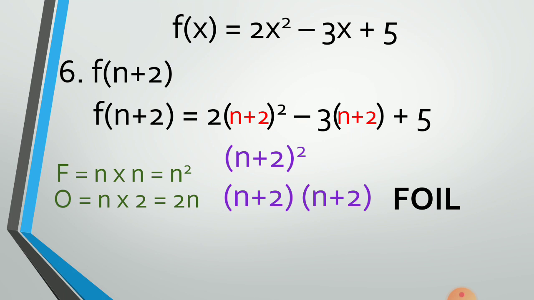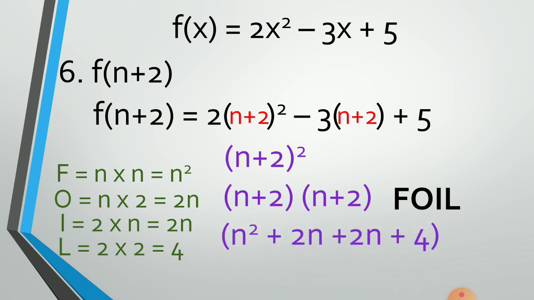For the inner terms, we have 2 and n. So, 2 times n is equal to 2n. And for the last terms, we have 2 and another 2. So 2 times 2, that is 4. Then we now have n squared plus 2n plus 2n plus 4. So combine the similar terms, 2n plus 2n. Then the final answer now for n plus 2 squared is n squared plus 4n plus 4.